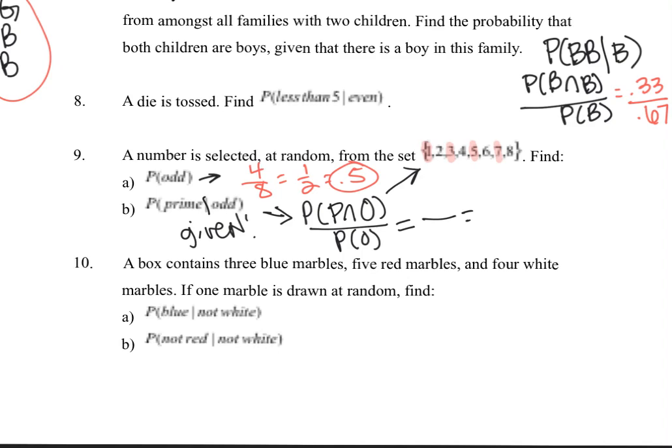So the probability that it's prime and odd is 1, 2, 3, 4. So 4 out of 8, which is 0.5, because it's prime and odd. So prime and odd out of this set, they're all prime and they're all odd. So 4 out of 8. Because you're still looking at the whole set, and then the probability that they're odd is also 4 out of 8, which is 0.5, and that's equal to 1. So that's how you would do it.